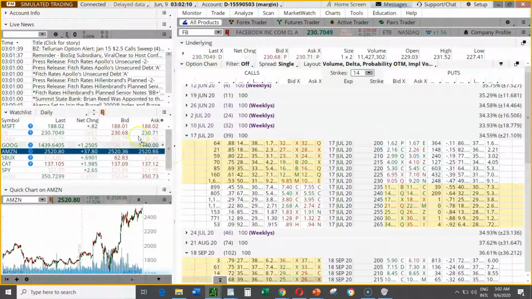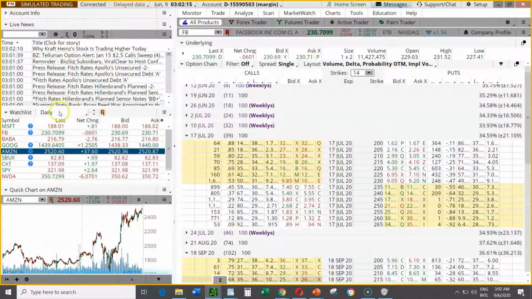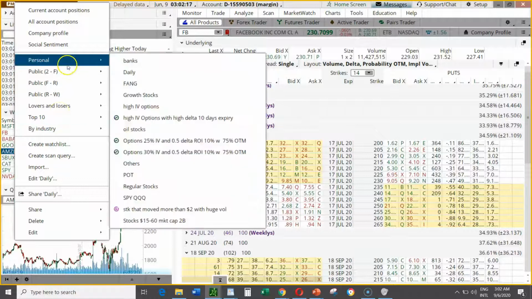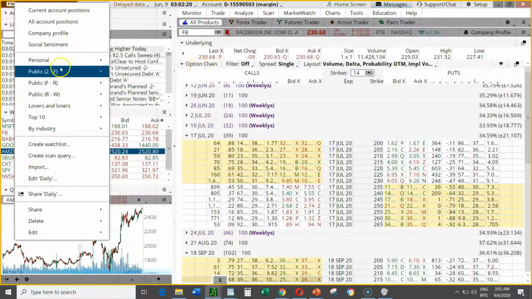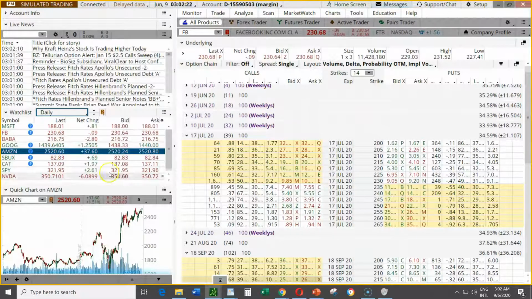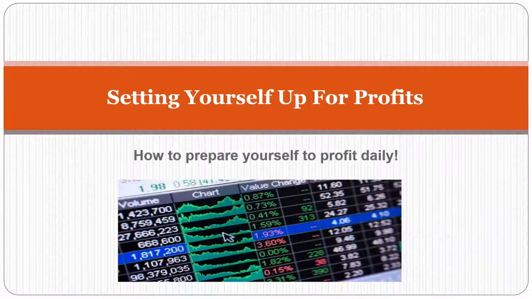Okay, so normally we monitor a limited number of stocks, a limited number of industries. We create some watch list here like so. I have created all these, and then from there we go and make our decisions, and this results in poor trading, right? Why poor trading? Because we do not have the full picture. So let me show you how we can prepare ourselves to profit daily.